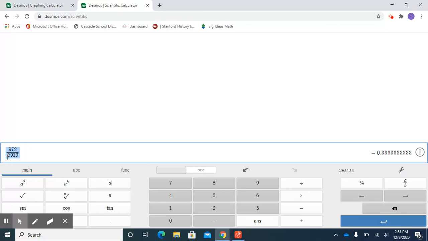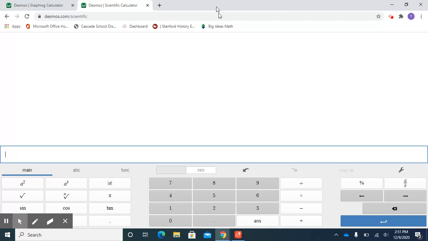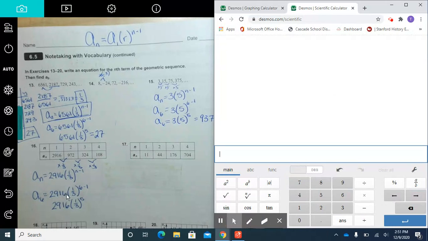Oh shoot, I was doing that without you seeing it. I'm sorry. I was doing all this writing right here. So I got 972 divided by 2916 equals 1/3. So that's my ratio, 1/3. So I take my first number, 2916 times 1/3 to the n minus 1. So 2916 times 1/3 to the 5th power.